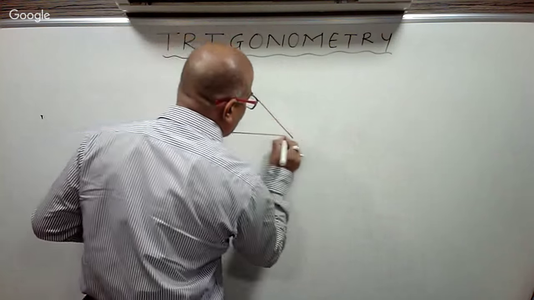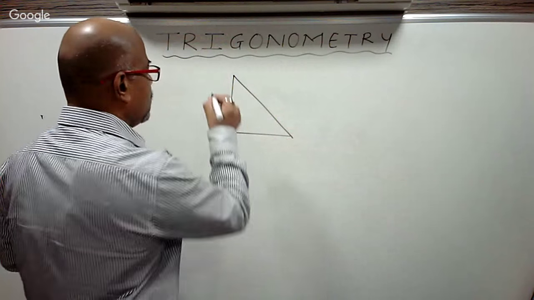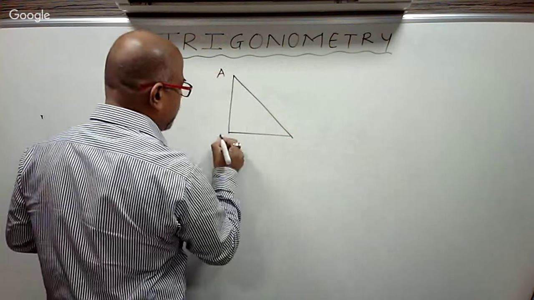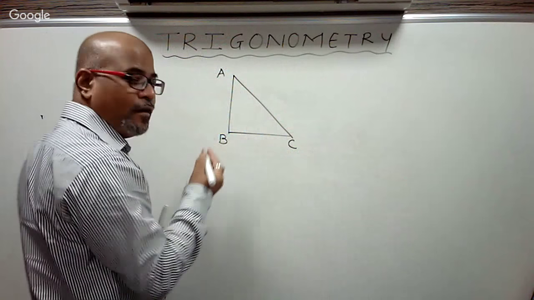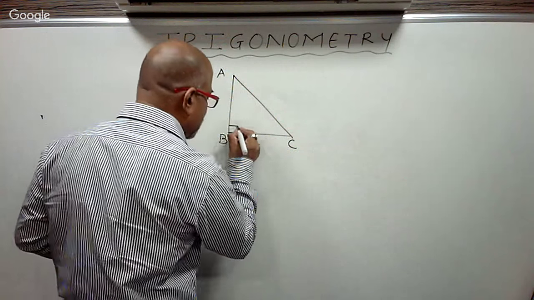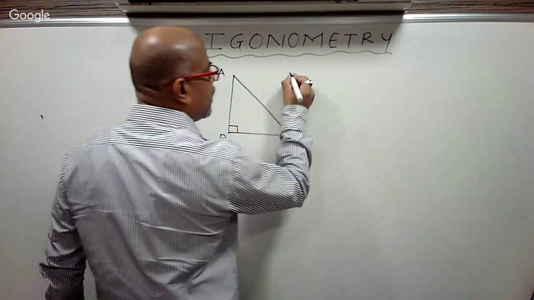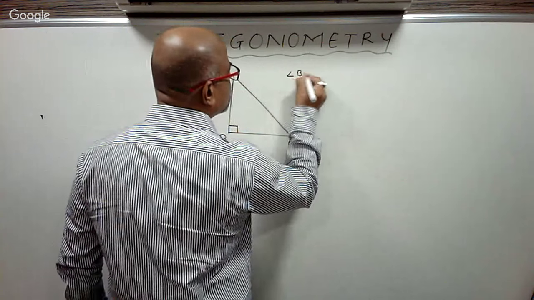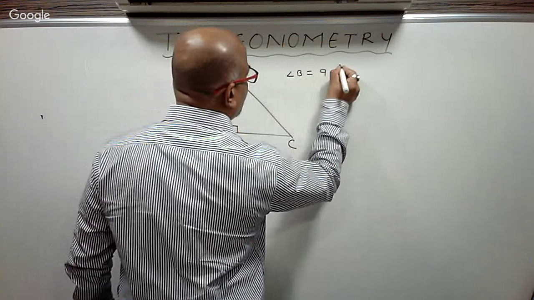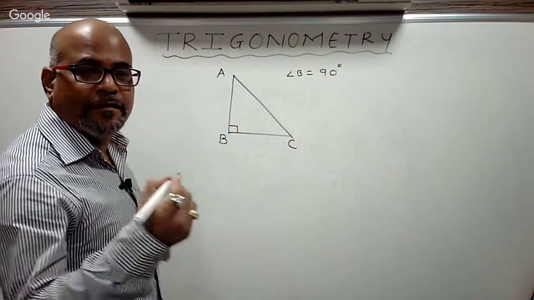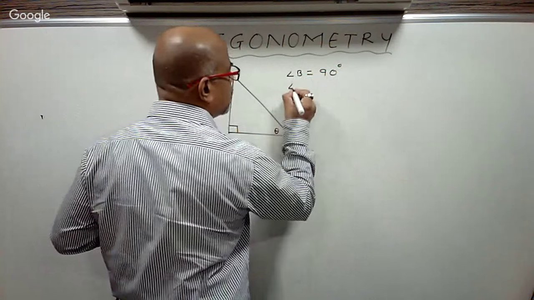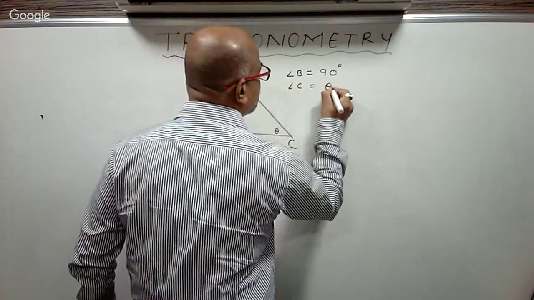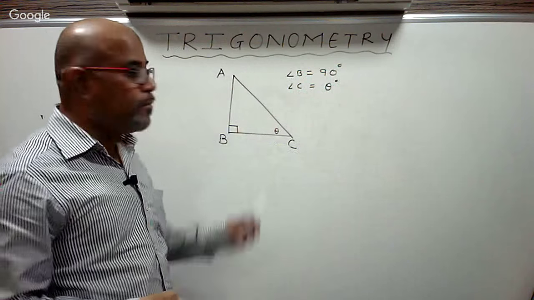Here I draw one right angle triangle, triangle ABC. Right angle triangle means one angle is always 90 degrees. We know that here this angle B is 90 degrees. Angle B equals 90 degrees. Let us consider angle C equals theta. What is the measurement of A?